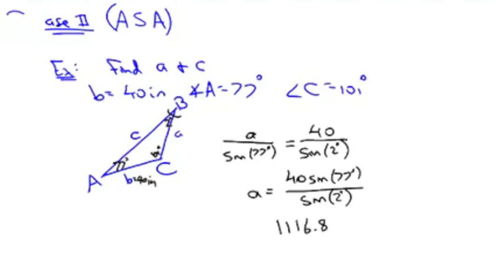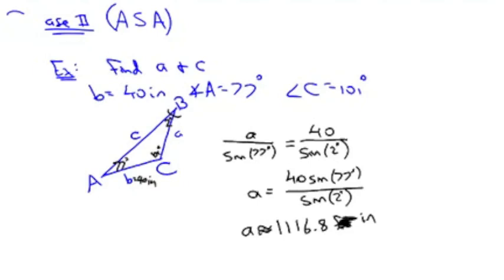116.8, and this is in inches. So this would be A, approximately 1,160. Divide that by 12 to change it to feet. That's 93 feet. That's pretty big.